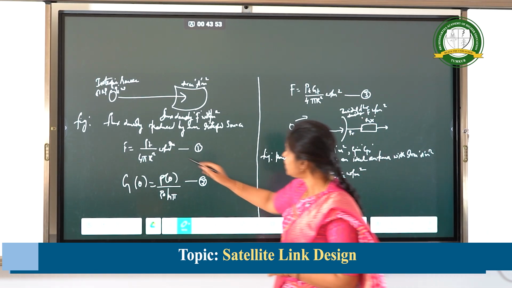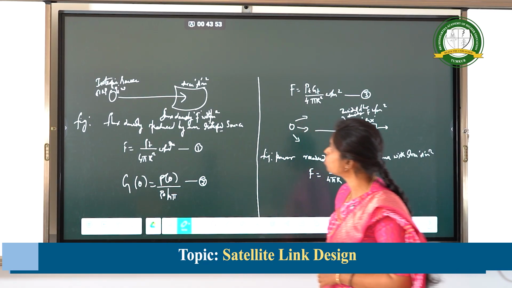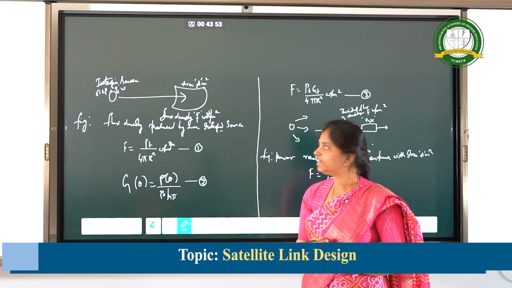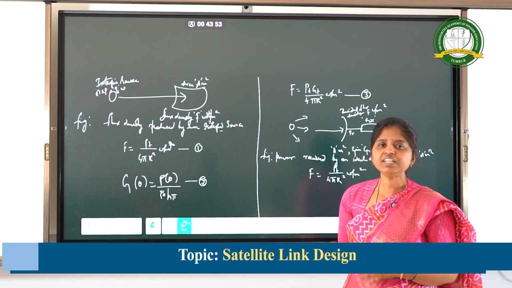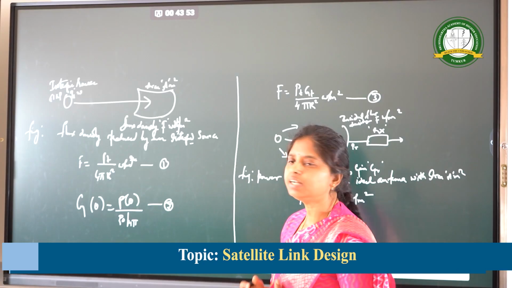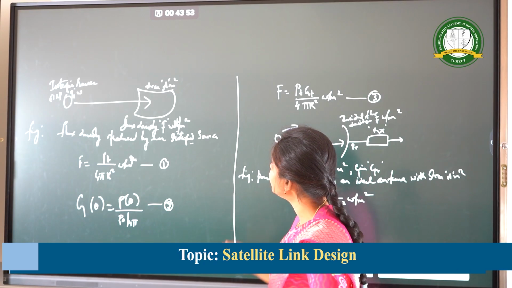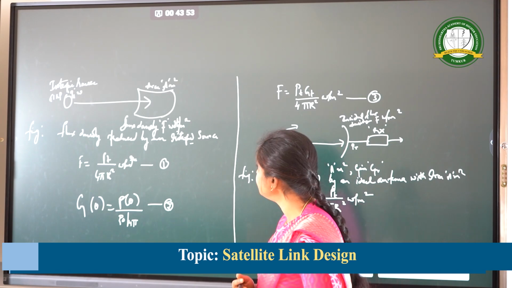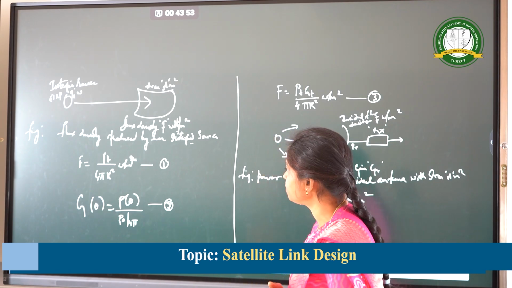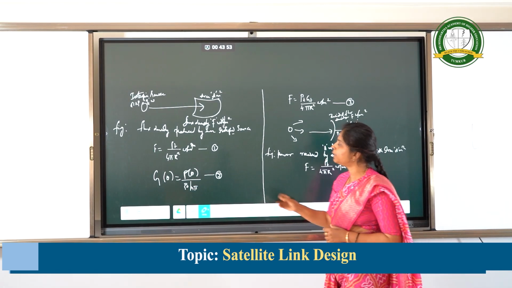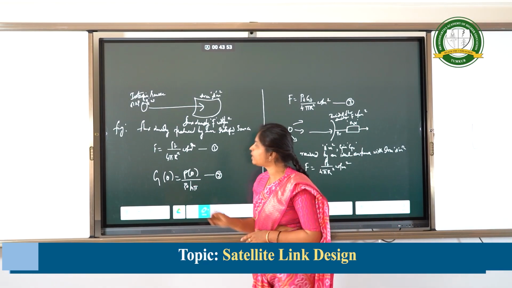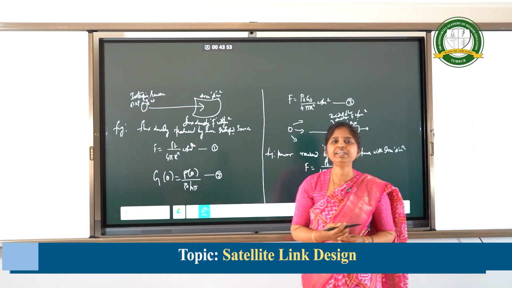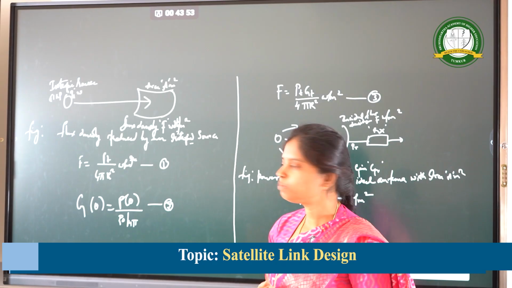This is the flux density produced by an isotropic source, where the area is A meter square, in free space. We are taking the transmission in free space. So area A is equal to A meter square and flux density F is in watts per meter square. The flux density is given by PT divided by 4 pi r square watt per meter square, where PT is the power at the transmitting end.